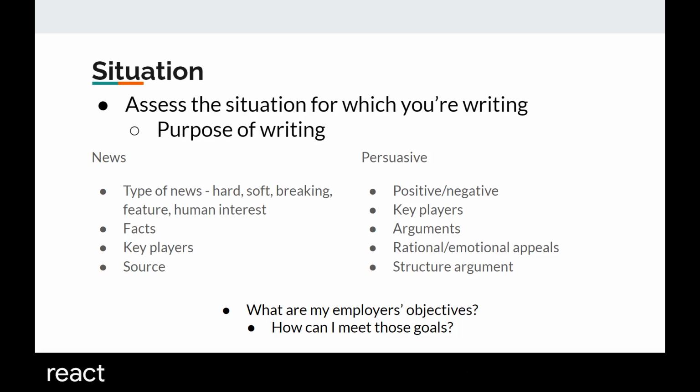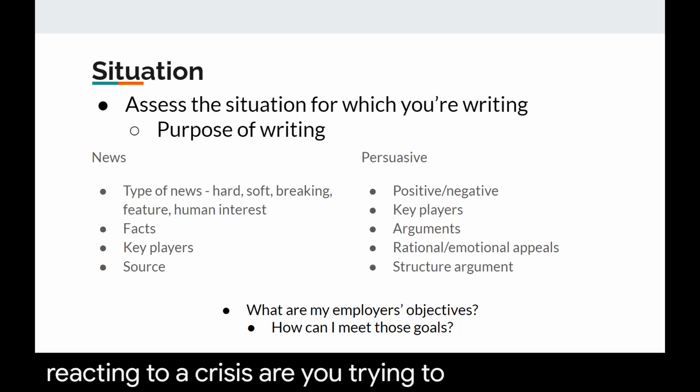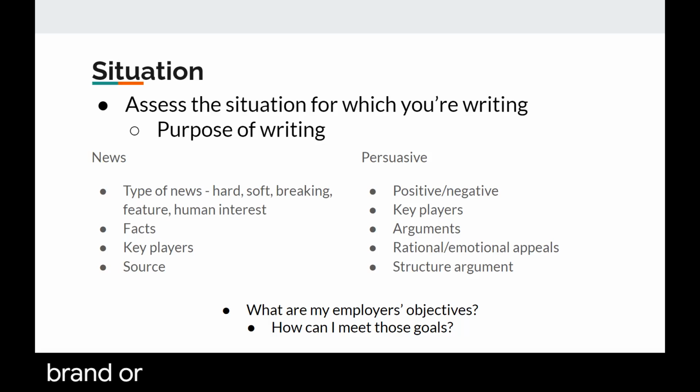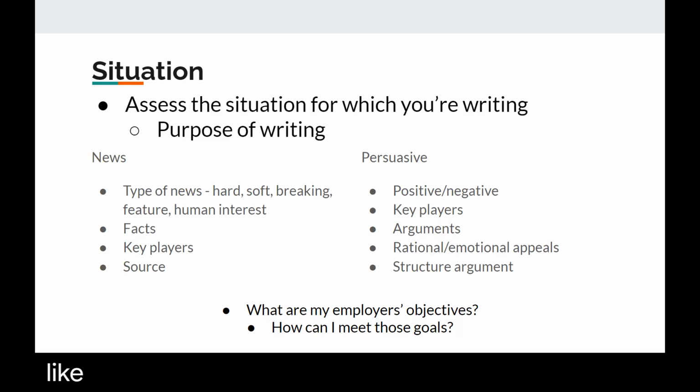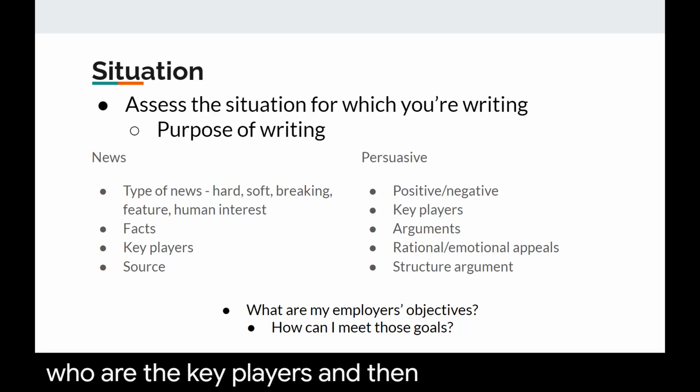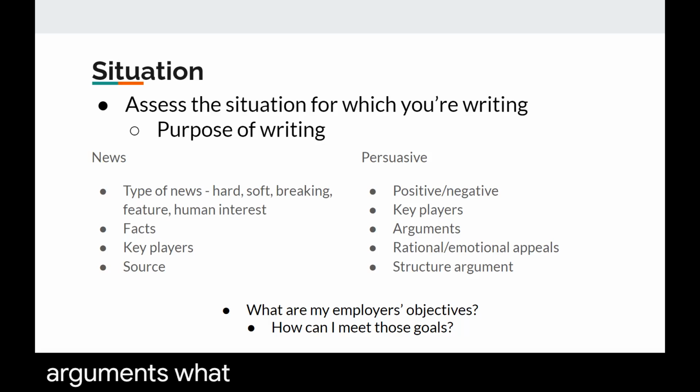In persuasive writing, you need to assess whether the situation is positive or negative. Are you reacting to a crisis? Are you trying to promote your brand or your organization? So you need to think about whether this is a positive or negative situation. Like journalists, you're going to have to think about who are the key players, and then what are your arguments? What are you trying to get your audience to act upon or believe?